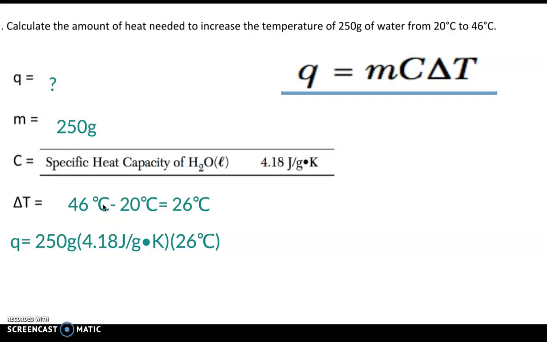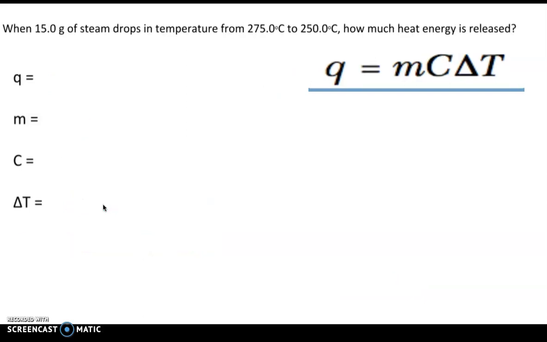After I plug everything in, I multiply 250 times 4.18 times 26 degrees Celsius, and I get an answer of 27,170 joules. Please ensure that you get this answer. If you don't, please let me know. It could be my calculations as well. So just make sure you reach out.